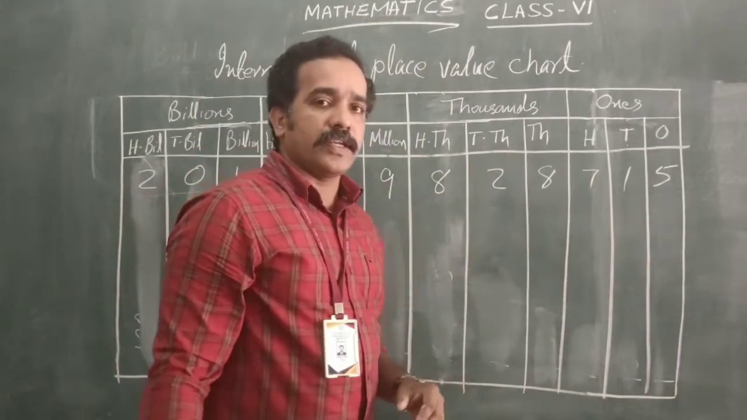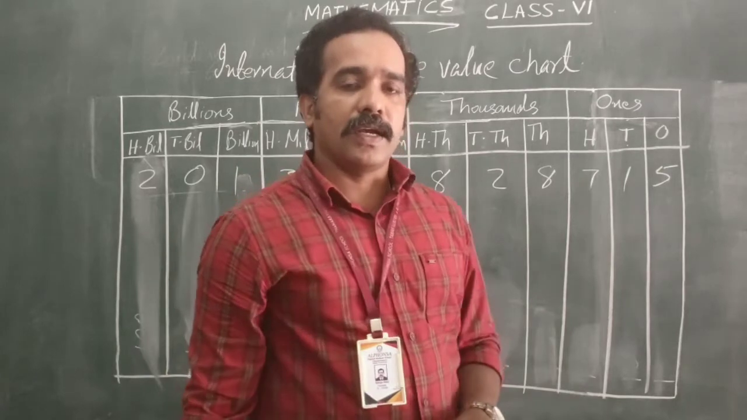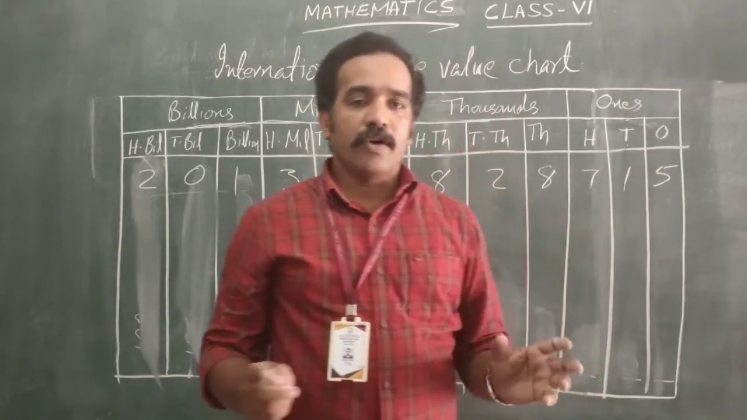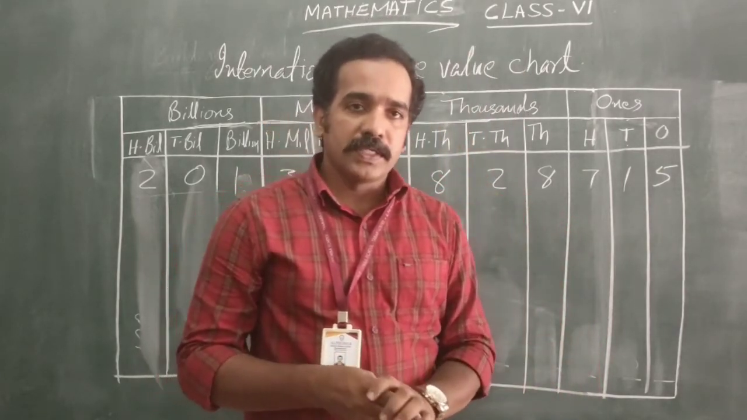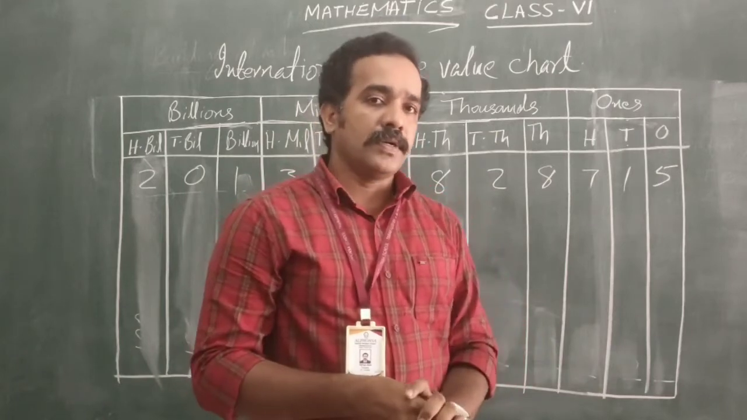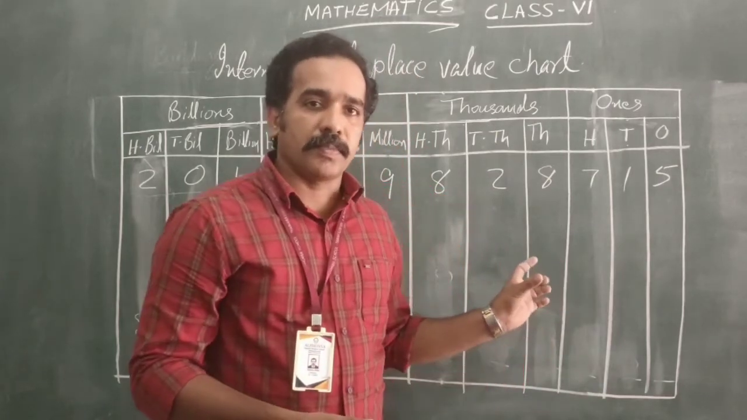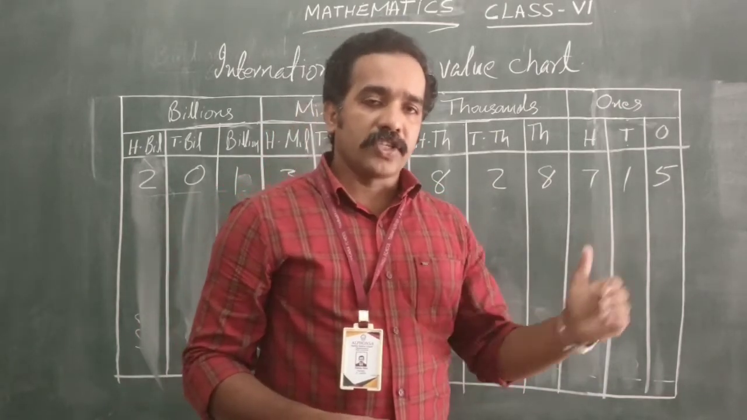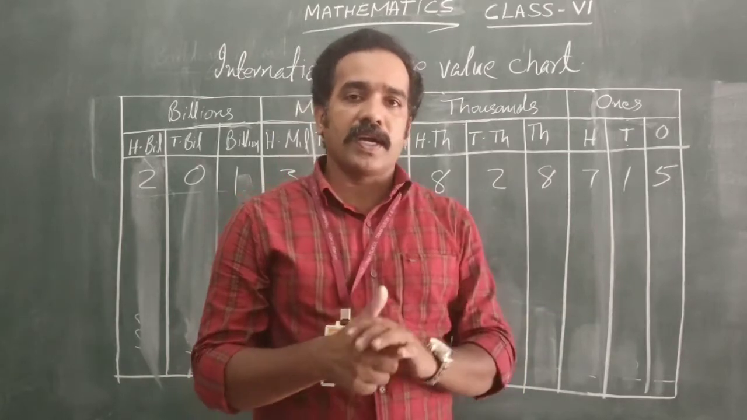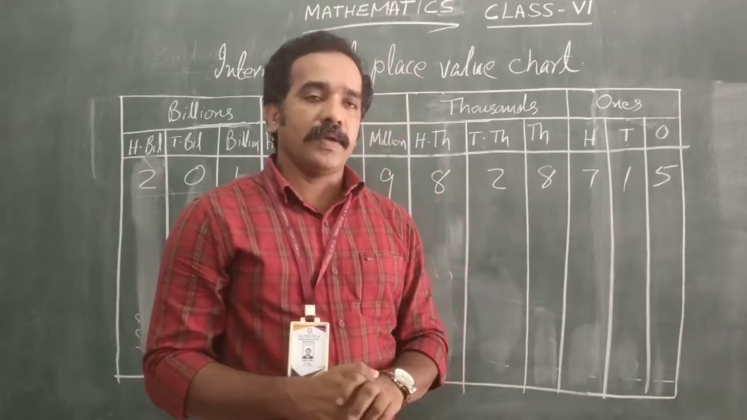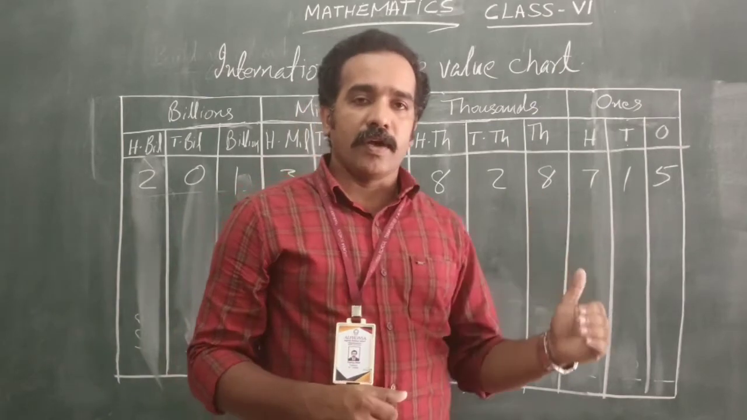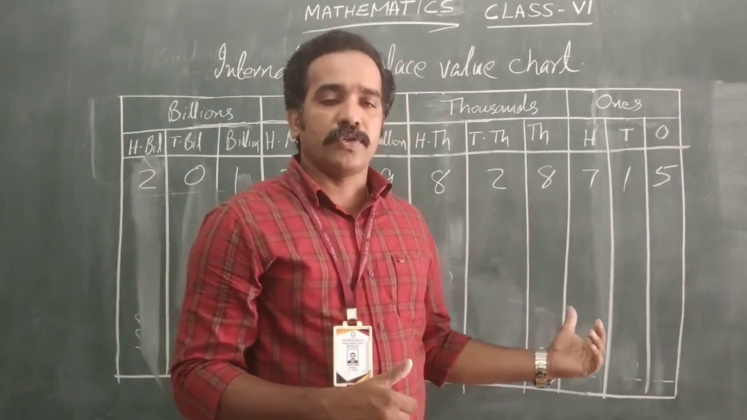So children, that's all for today's class. Today we discussed how to form the biggest or smallest number using some given digits, and at the same time using some specific conditions also. How we can apply that, we also discussed. And now we discussed the international place value system.